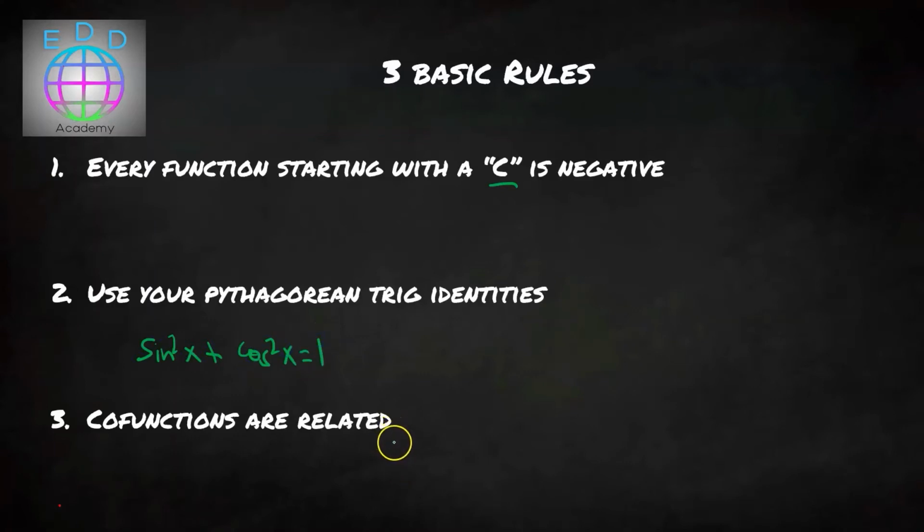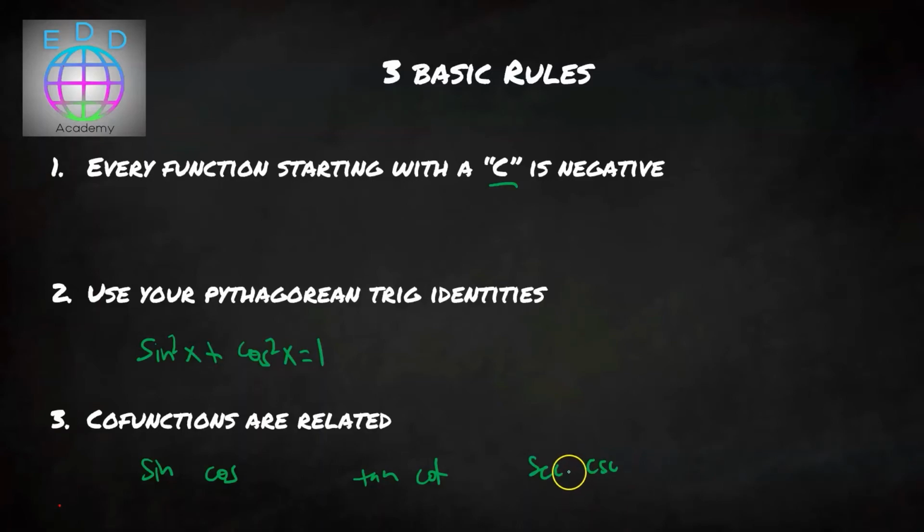And then the last one, another new one, cofunctions are related. Directly related, most of the time, or in fact all of the time. So sine and cosine, they are going to almost mirror each other. Tangent and cotangent, same thing. Secant and cosecant, they're going to be very, very similar to each other.